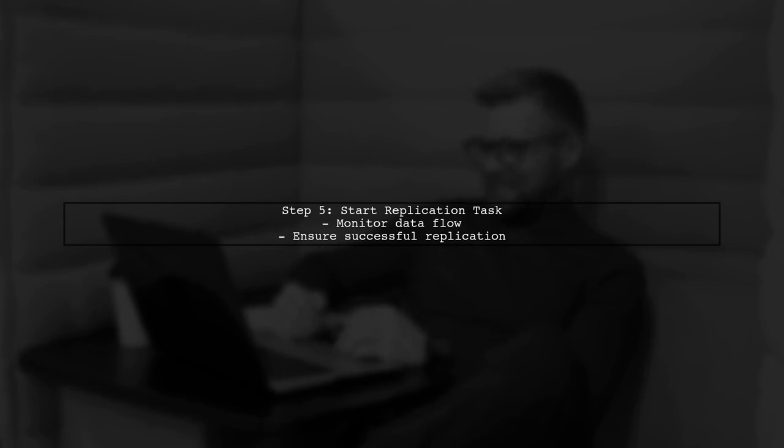After configuring the endpoints, create a replication task. This task will define how data is migrated, including the option to capture ongoing changes. Finally, start the replication task. Monitor the task to ensure that data is flowing from your RDS Postgres to Kinesis as expected.